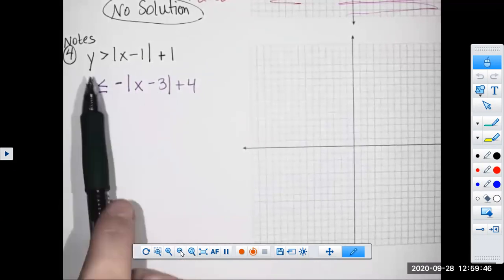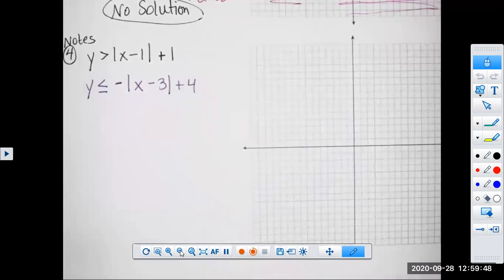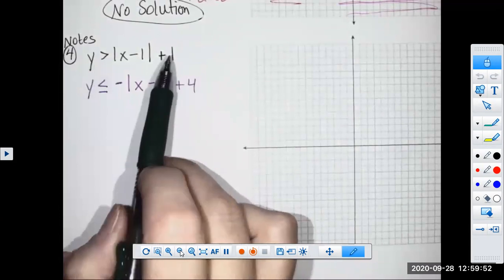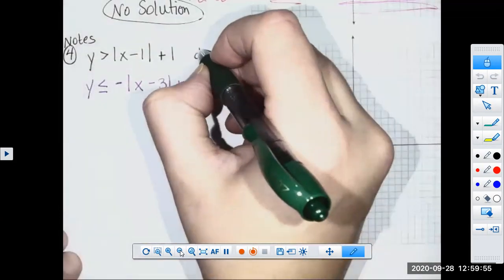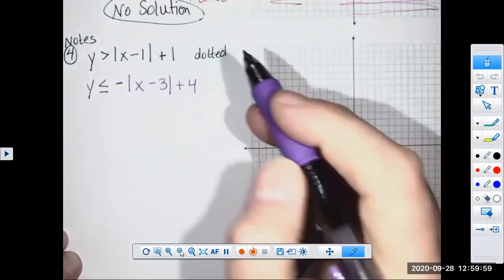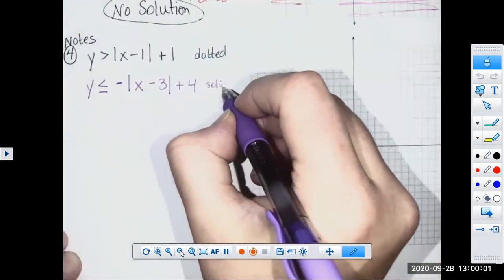So when we graph both of those, I know I should have one V going up, one V flipped down. This will be solid or dotted? Good. And that will be dotted. And then this bottom one will be solid.